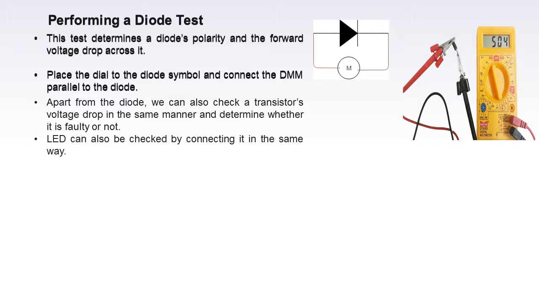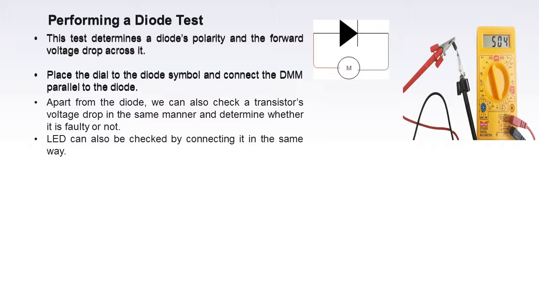Apart from the diode, we can also check a transistor's voltage drop in the same manner and determine whether it is faulty or not. LED can also be checked by connecting it in the same way. So diode test can be obtained using multimeter. You can see multimeter terminals are connected to the diode and the selector switch in the diode mode.